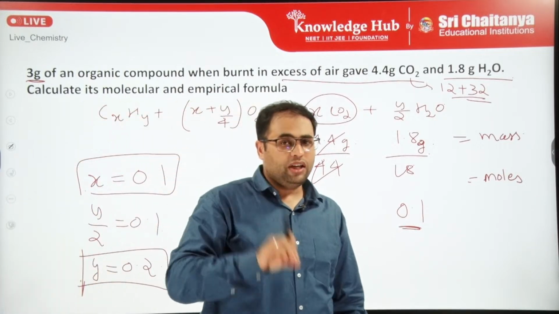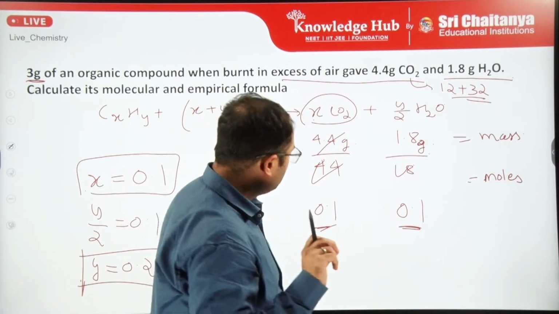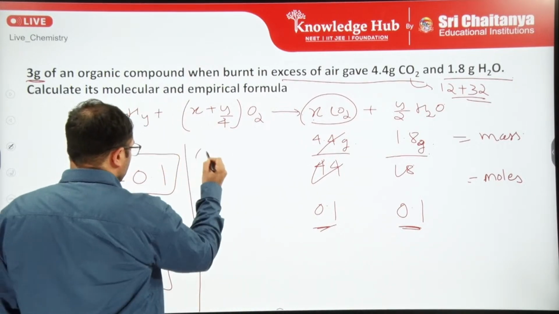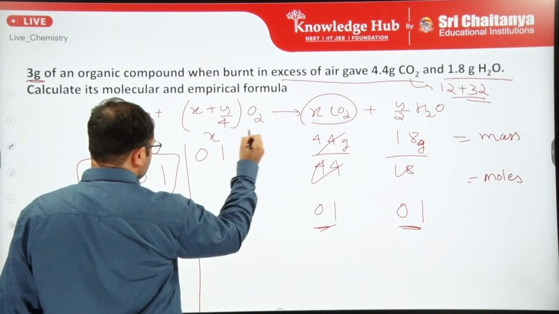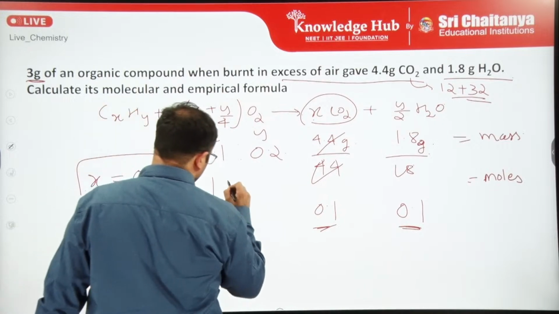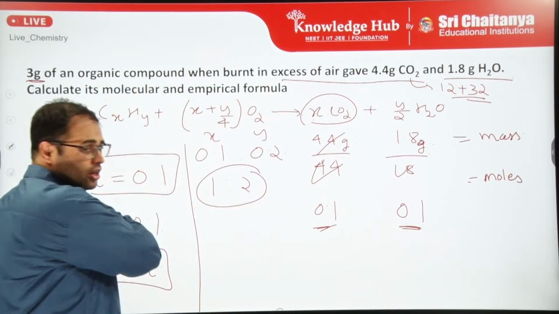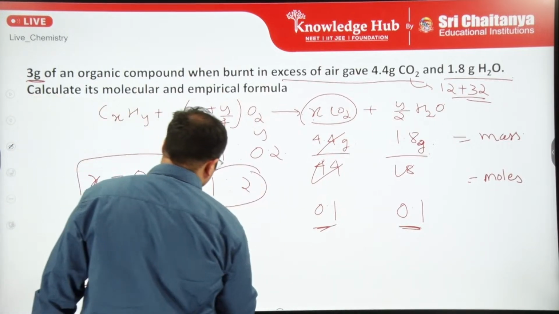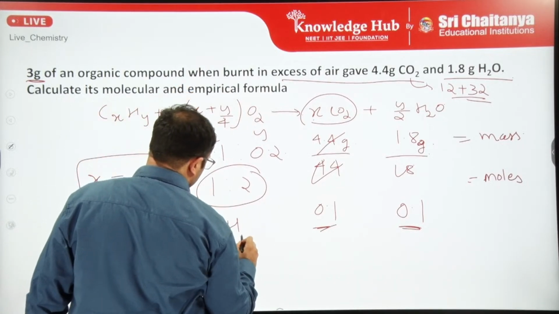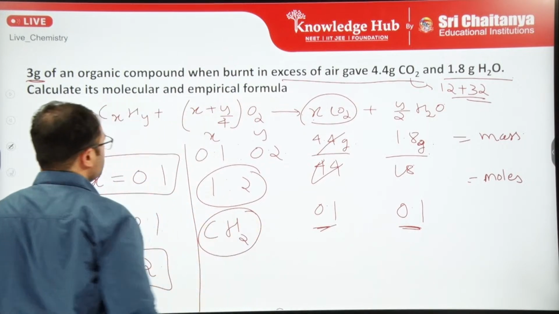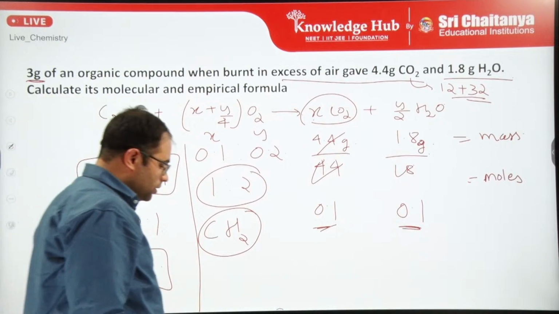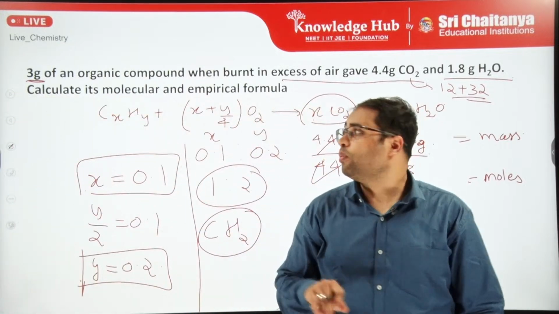But we need the simplest whole number ratio. Correct, everyone? So how will you do that? So you have 0.1, you have X, Y, 0.2, multiply the whole by 10, 1 is to 2. Right? So now you have the empirical formula as CH2. This is your empirical formula. Correct? So you have the empirical formula with you.